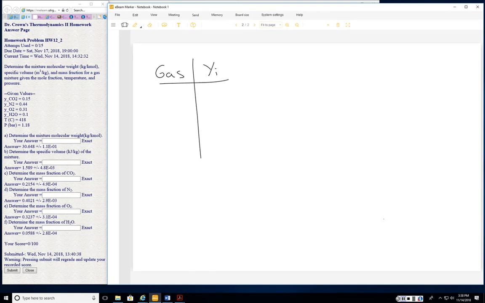And I've got CO2, same gases. It may even be the reverse numbers. H2O. And we're also given the temperature and the pressure of the mixture. The mole fractions are given as 0.15, 0.44, 0.31, and 0.1, and the sum of those all need to add to 1.